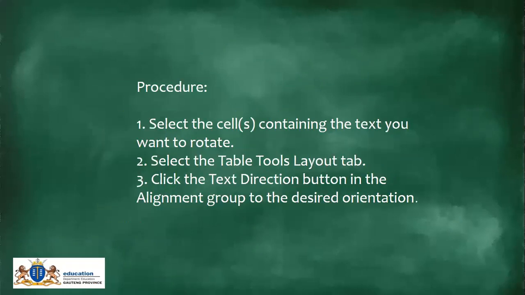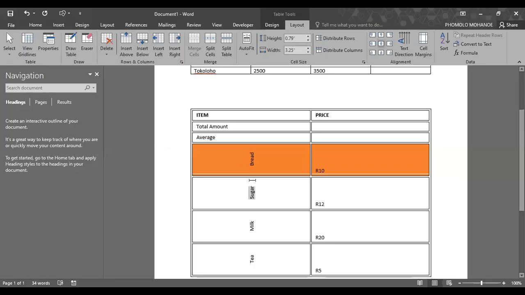We have conducted this. Now the procedure: select the cell containing the text you want to rotate. Then I'm going to select the table layout tool. That's how to go there. Click the text direction button in the alignment group to the desired orientation. Let me just go there again. Maybe I don't want to change everything that is in there. Okay, I'm interested only in this one.